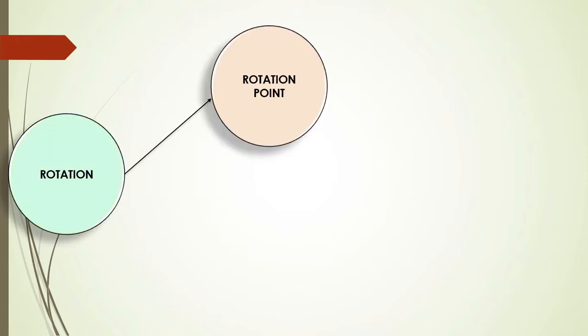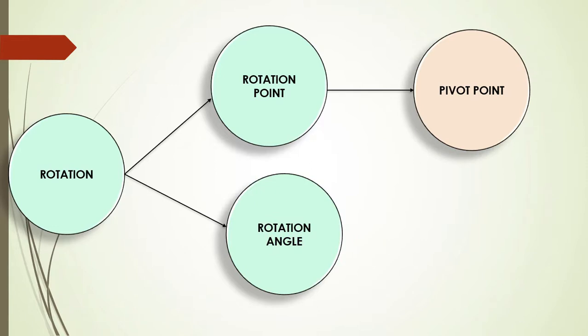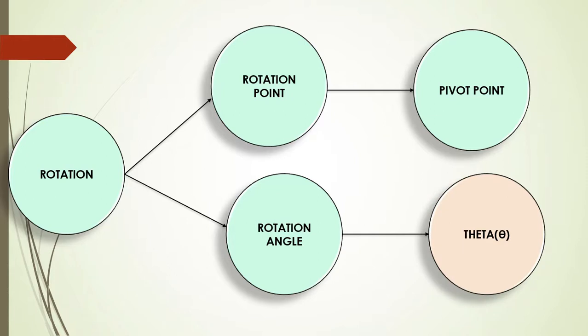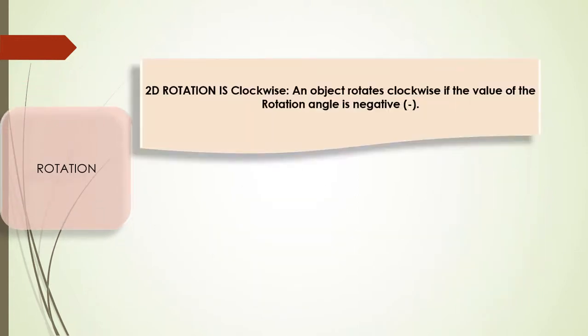After that, 2D rotation depends on first, the rotation point, and second, the angle, which is called the rotation angle. The rotation point is also called the pivot point, and the rotation angle is called theta. The pivot point is the point about which the object is going to be rotated, and the rotation angle is how much angle the object is to be rotated. This is all about rotation dependency.